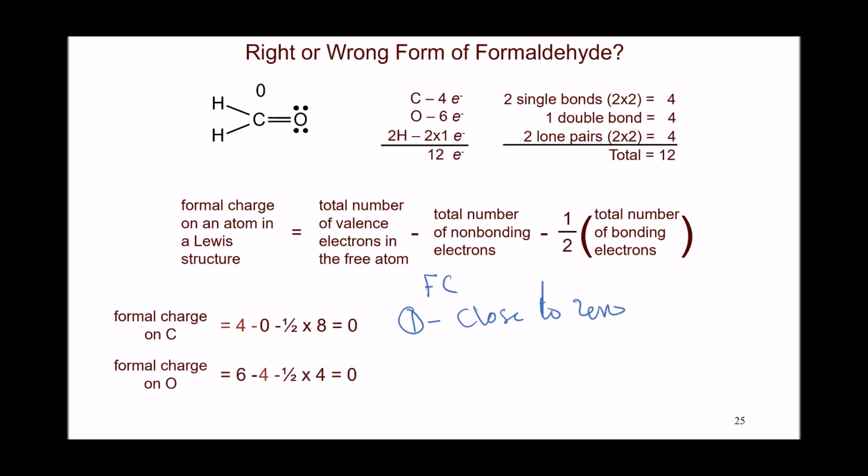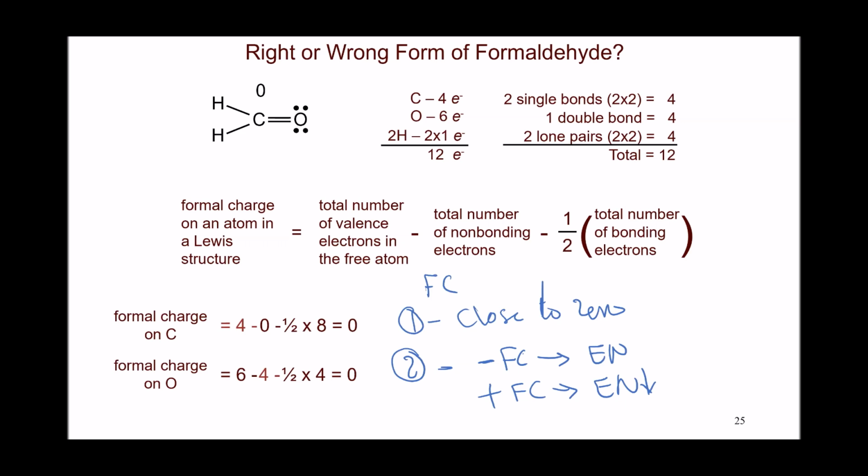0 is better than plus or minus 1. Plus or minus 1 is going to be better than plus and minus 2, and so on. So the closer you get to 0 value, the more correct your Lewis structure will be. Second, if you have a non-zero value, it has to make sense with the electronegativity. Negative formal charge is going to have to be on the electronegative atom and vice versa. Positive formal charge is going to have to be on the less electronegative atom.